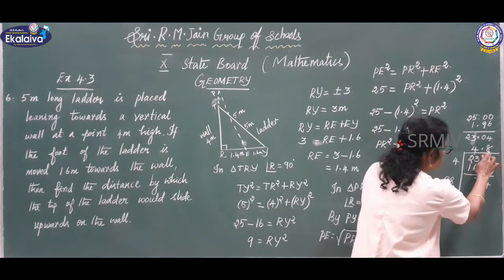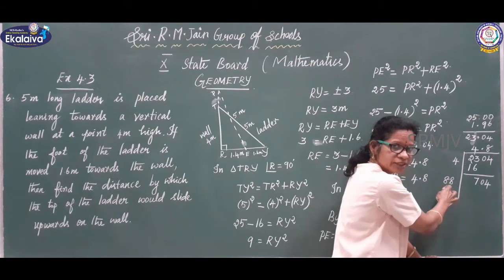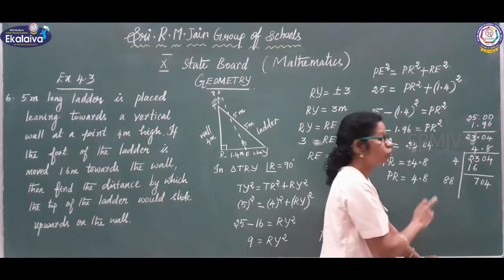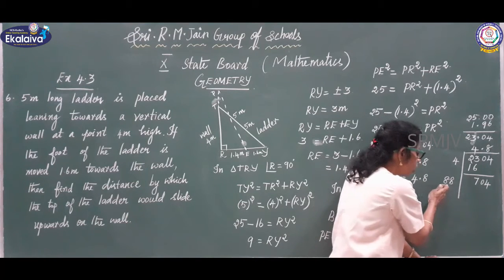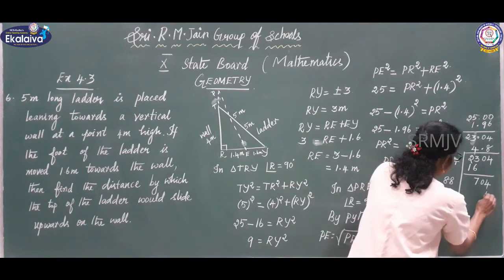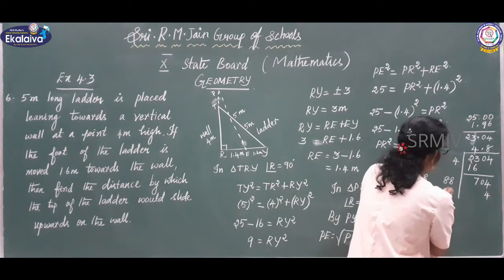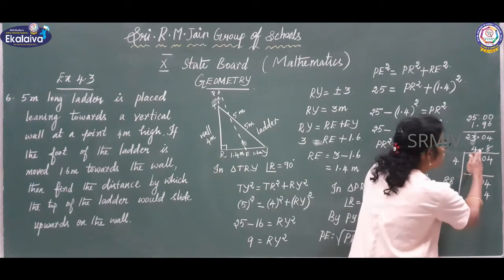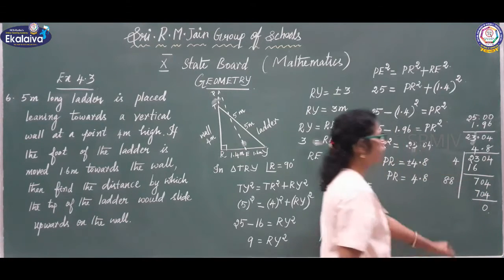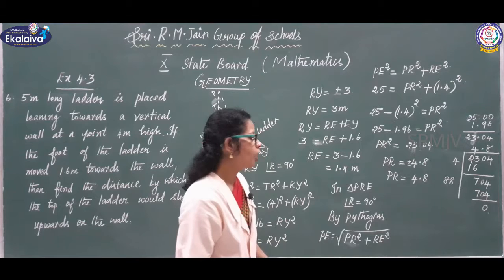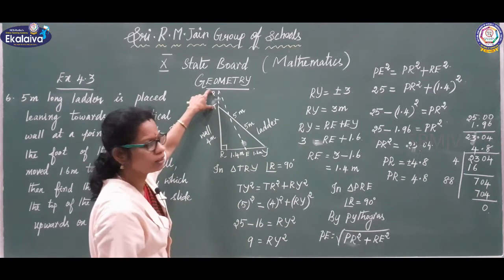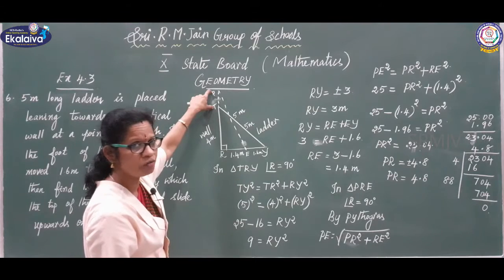Which number you are placing here, the same number you have to place here. Use that number and multiply these two. So what can you get? 8 8s are 64, 6. Again 8 8s are 64, 64 plus 6, 70. So the number is 4.8. But what we need is the measurement of PT, right? We need the measurement of PT.